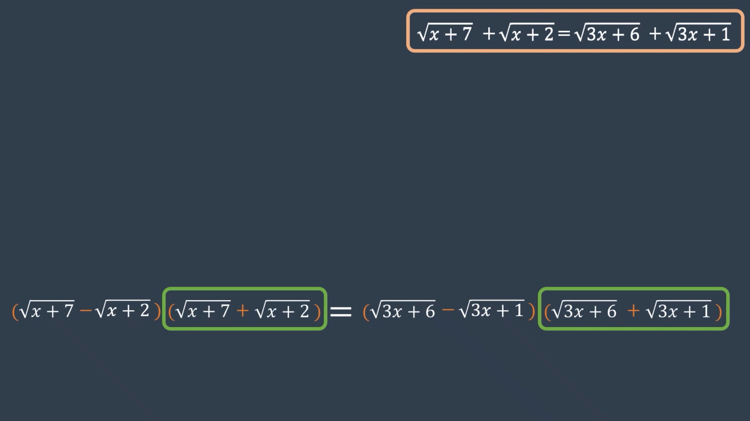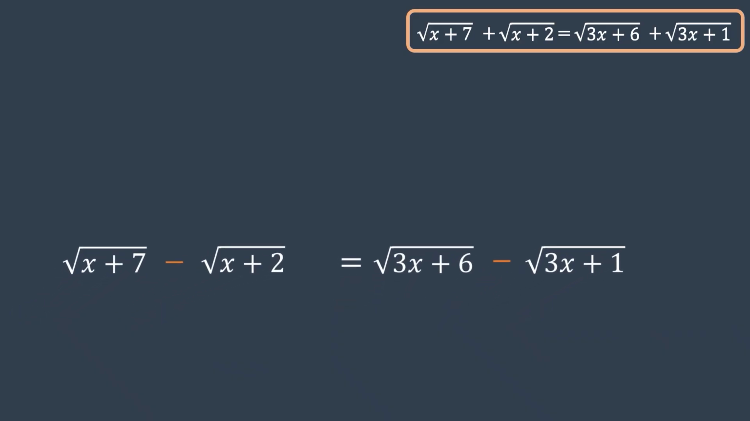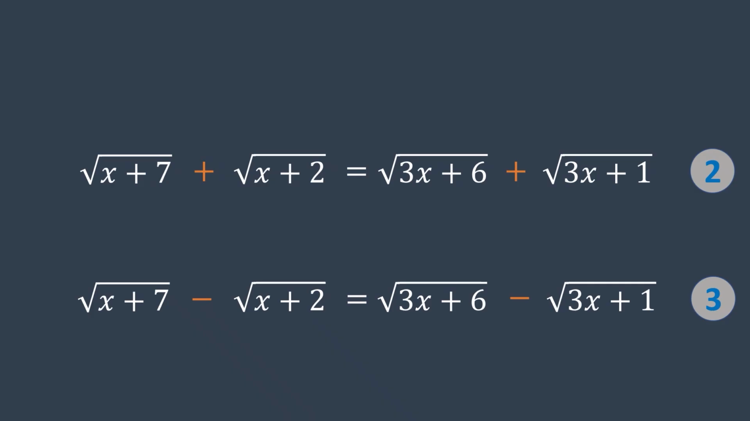That means the sum terms are equal. So in our factored equation, the sum terms cancel out. What remains is square root of x plus 7 minus square root of x plus 2 equals square root of 3x plus 6 minus square root of 3x plus 1. Now we have two equations. Equation 2. The sum of the square roots equals the sum of the other square roots. Equation 3. The difference of the square roots equals the difference of the other square roots.